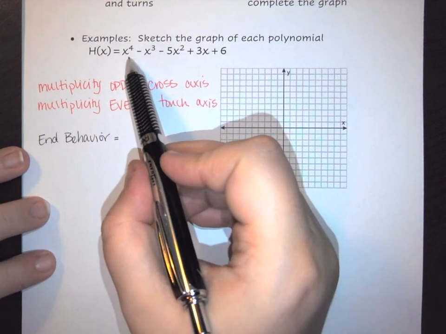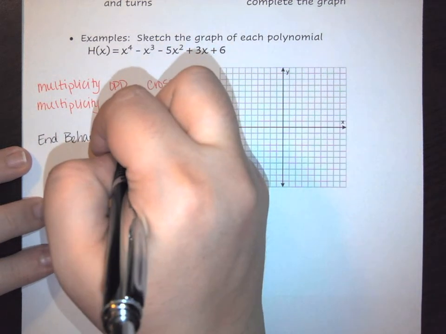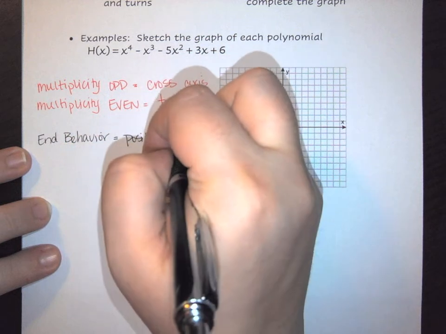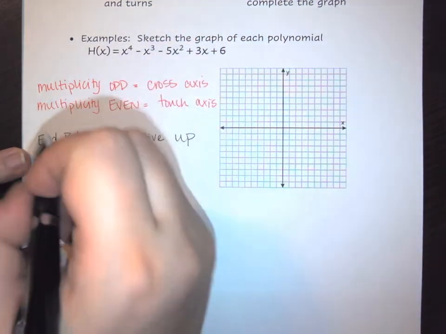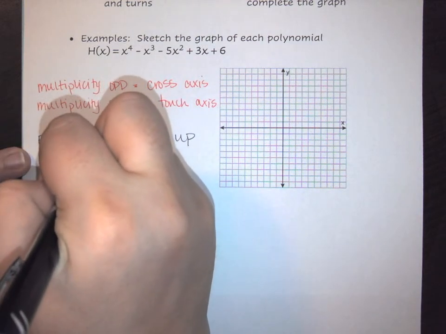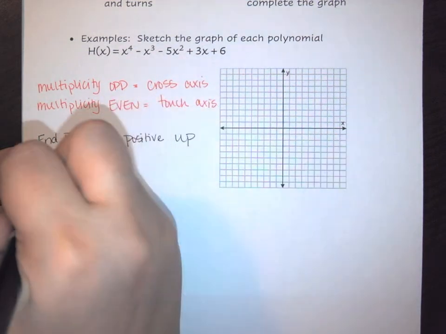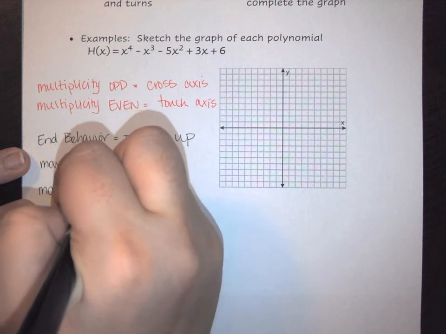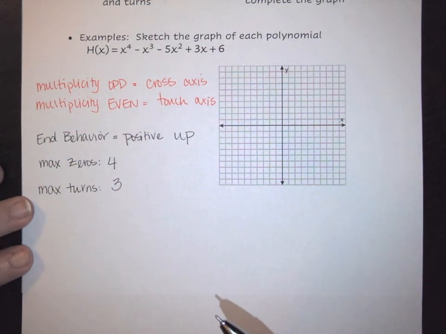Here, if you look at it, you can see that my end behavior is going to be positive, and it's going to open up because my first term here is positive. My max zeros is going to be my degree, which is 4. My max turns is the number of zeros minus 1, which is 3.